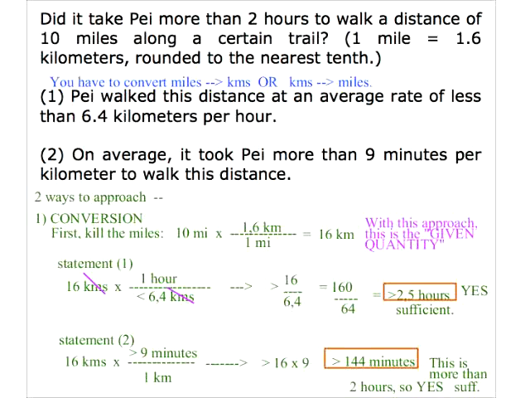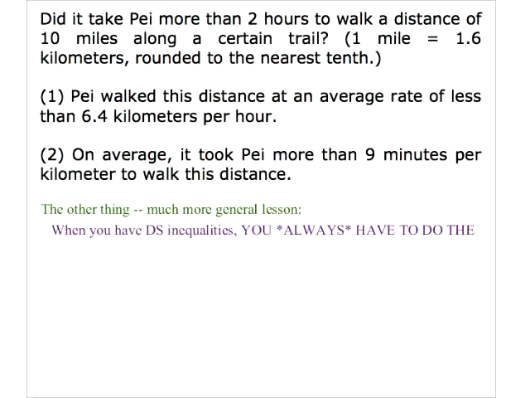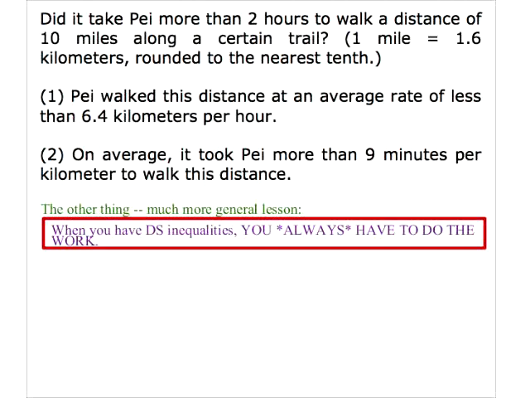And then notice the other thing that you want to notice here from this problem before we move on to a new topic. The other thing, which is a much more general lesson, is that when you have data sufficiency inequalities, you always have to do the work. Because you're not going to be able to tell which way the inequality turns out. This is important because with equations, a lot of the time you can skip doing the work. But here, for instance, if statement 1 turns out to be sufficient.